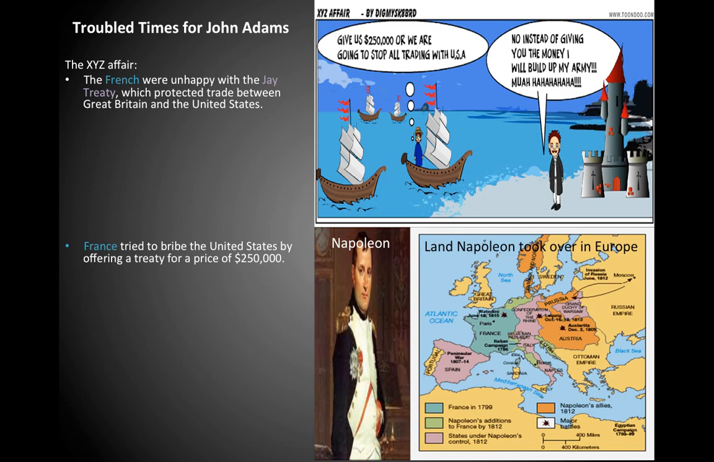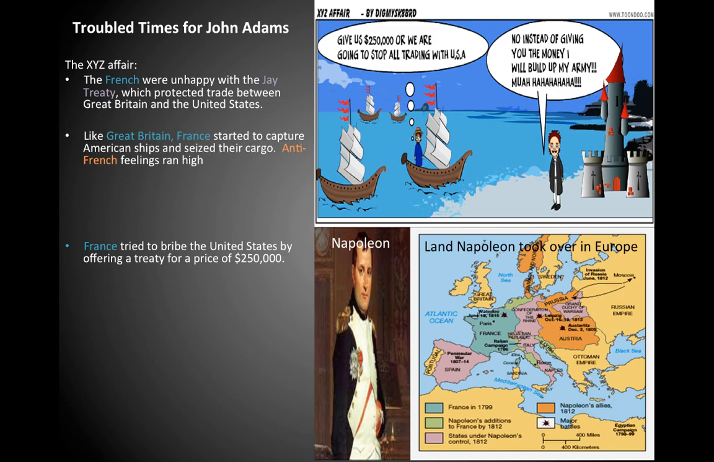Starting off, we go back to the war between France and Great Britain. Again, at this time, France had just got done with this revolution, started the French Republic, and that caused a war between France and Great Britain, and also France and pretty much the rest of the European countries. They were unhappy with the deal that we made with Great Britain to protect trade between Great Britain and the United States. So the French wanted to be able to work out their own deal as well.